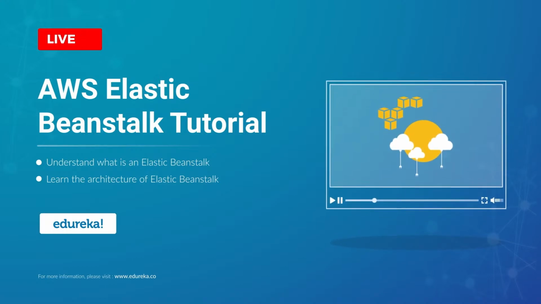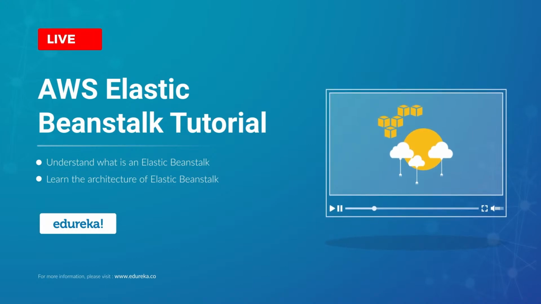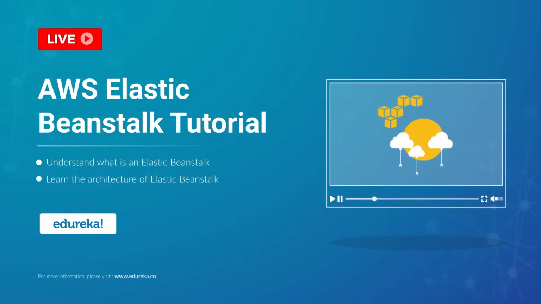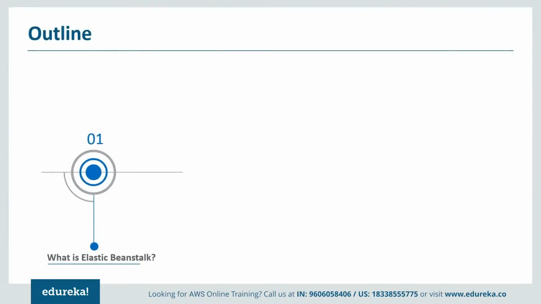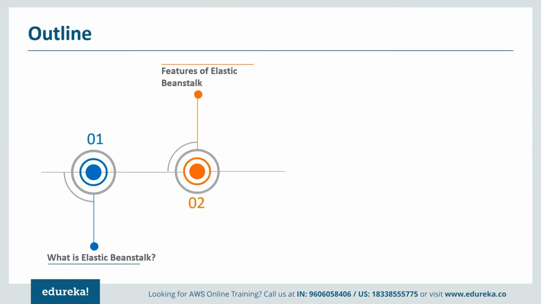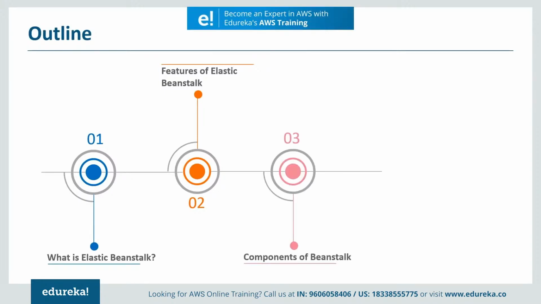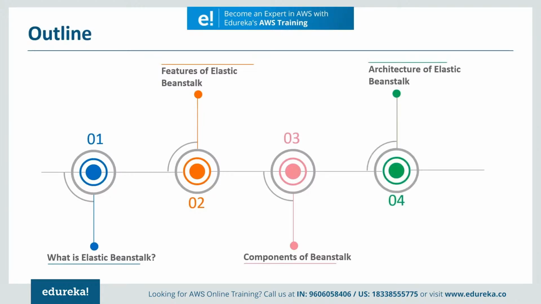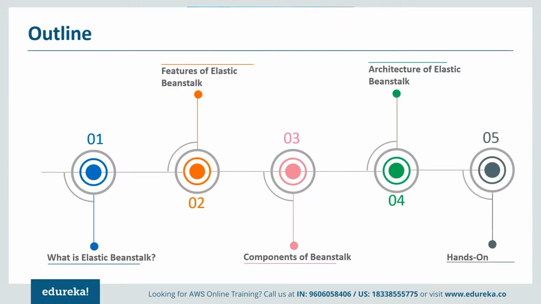Elastic Beanstalk, a web application hosting platform offered by Amazon. So without any delay, let me give you a brief overview of what we will be discussing today. Firstly, we will see what Elastic Beanstalk exactly is, and then we'll discuss certain salient features of Elastic Beanstalk. Moving on, we'll try to understand Elastic Beanstalk a little deeper by taking a look at its components and then at its architecture. And finally, we'll try to deploy an application on Elastic Beanstalk for practical understanding of the concept.